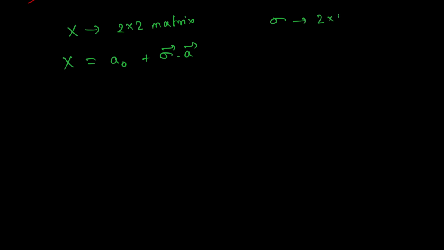Alright, so firstly, what have we been given? We have been given that X is a 2 cross 2 matrix. They have given the expression of X as A naught plus sigma dot A. So here the sigma is a 2 cross 2 matrix, and A is just a number. Since there is no matrix here, we have to assume that there's a 2 cross 2 identity matrix here.